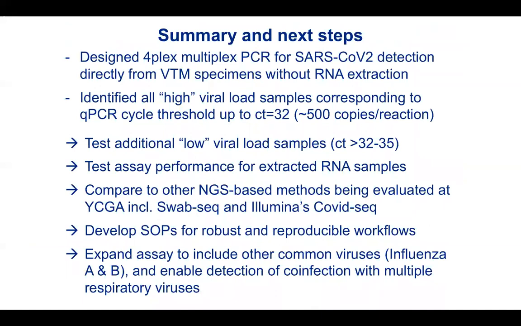Summary and next steps. We designed 4-plex multiplex PCR for SARS-CoV-2 detection directly from VTM specimens without RNA extraction. We identified all high viral load samples corresponding to qPCR cycle thresholds up to CT32, which approximately corresponds to 500 copies per reaction. We are planning to test additional low viral load samples in the range of CT32 to 35.